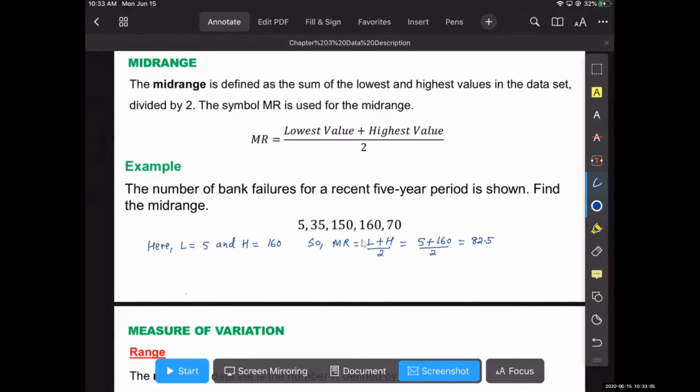So it is quite easy to find the mid-range. Once you know the formula, it is lowest value plus highest value divided by 2. Whenever you see any formula, make sure you make a separate list of formulas so that it is easily accessible for you when you're doing your homework, okay?